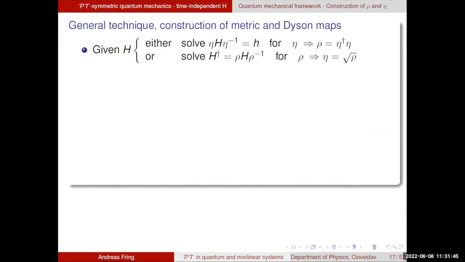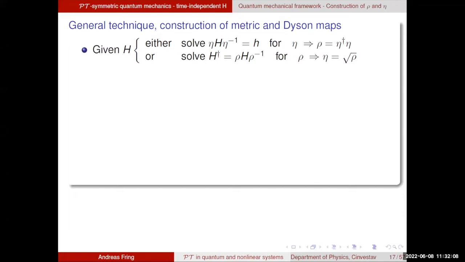Now, how to solve this? Well, I showed you already all the equations. If we want a metric, we can solve the similarity relation here, and then we construct eta dagger. That's easy to do. Multiply this out, and then we have a metric. Then we can check some properties: is the metric positive definite, and so on. This we should also ensure.